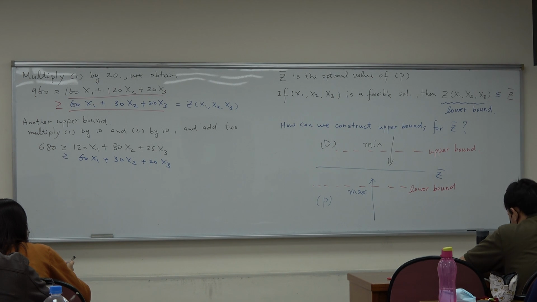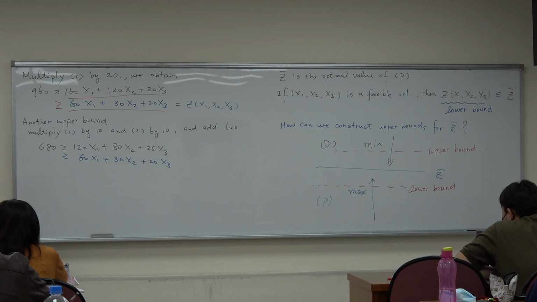But again, because we don't know what the optimum solution is, we still don't have any idea how good the upper bound is. So do we have another way to construct the upper bound? That's the idea.